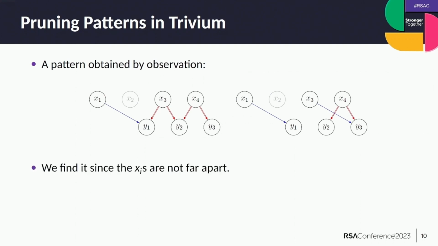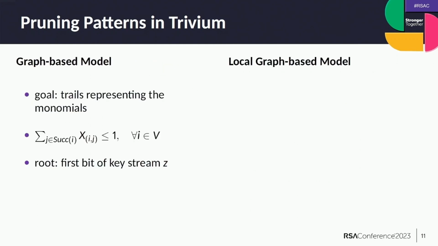We can find this pattern since the XORs are not far apart, so we have the question: are there more patterns in Trivium? To solve the problem, we proposed a localized graph model and made some changes to the constraints. The objective of the model is to find the subtrails with the same starting and ending nodes.